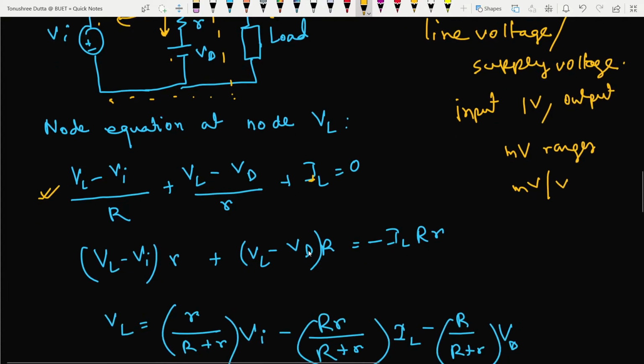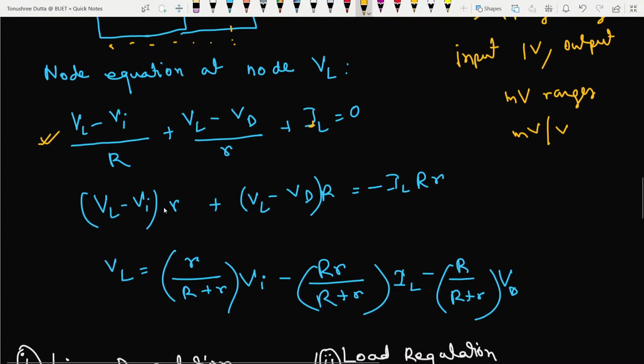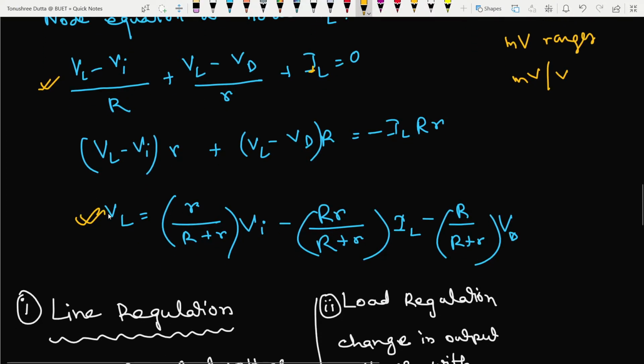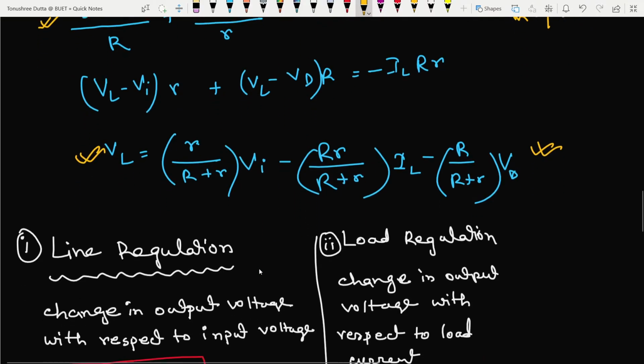And then pretty simple, if I simplify it, I am going to get an equation like this. VL, that means my output, equals small r divided by (capital R plus small r), whole into V input, minus capital R into small r divided by (capital R plus small r), whole into IL, minus capital R divided by (capital R plus small r), whole into VD. So now from this equation, I am going to explain line regulation and load regulation.